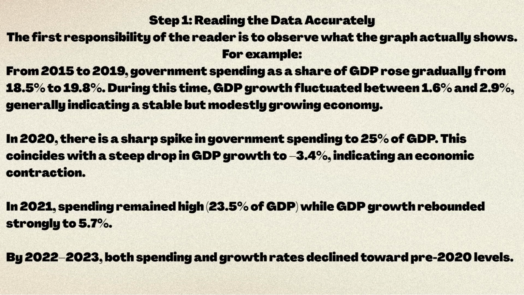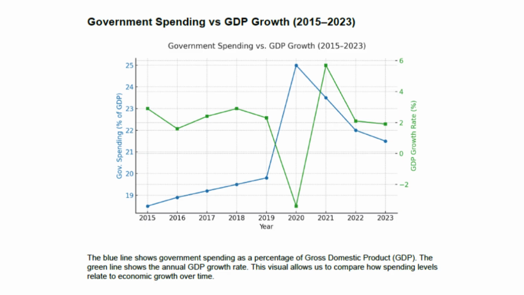In 2020, there is a sharp spike in government spending to 25% of GDP. This coincides with a steep drop in GDP growth to -3.4%, indicating an economic contraction. In 2021, spending remained high, 23.5% of GDP, while GDP growth rebounded strongly to 5.7%. By 2022 to 2023, both spending and growth rates declined toward pre-2020 levels.